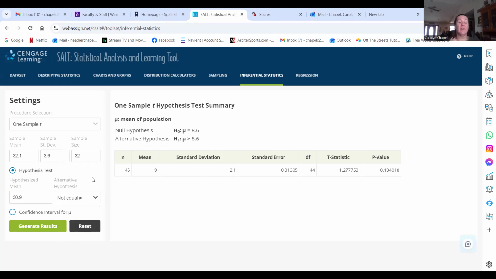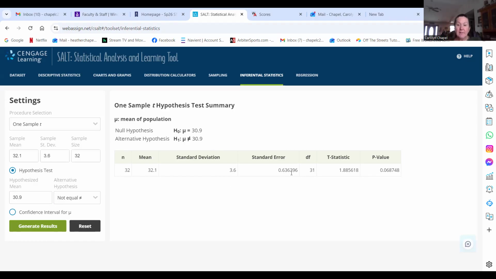So this would be considered a two-tail test because we're looking in both directions. And when they calculate the p-value, they are actually looking at both tails. I'm going to generate my results. Again, I look at my hypotheses: mu equal to 30.9, mu not equal to 30.9. That is what I had on my paper. There's my 32 people that had an average of 32.1, standard deviation of 3.6.